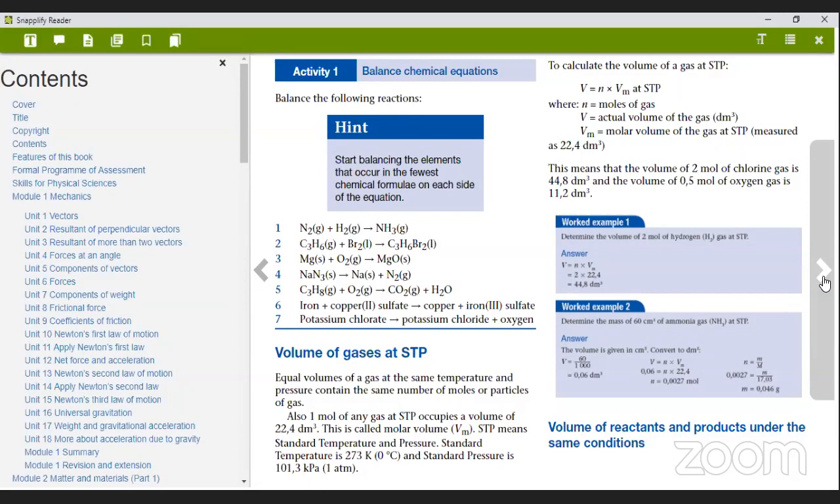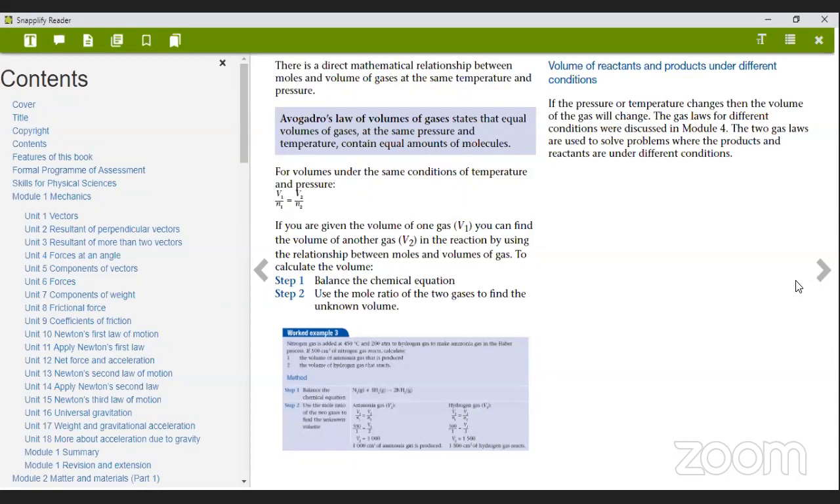This means that there is a direct mathematical relationship between moles and volume of gases at the same temperature and pressure. So which means that at STP, there's a relationship between the moles and volume of the gases. So here we get to introduce Avogadro's law of volumes and gases, which states that equal volumes of gases at the same pressure and temperature contain equal amounts of molecules.